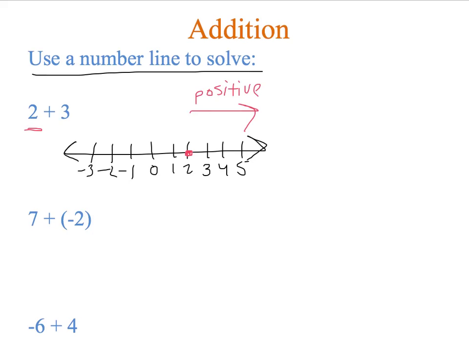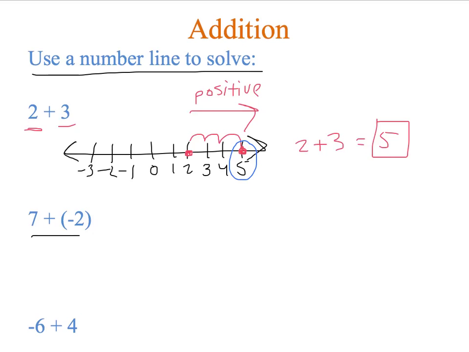So we can say, to add 3, 1, 2, 3, and we end up right here. Your final answer will be 5. And that looks just like what we've seen before. So we've done problems before where we do 2 plus 3, that's just regular addition you've been doing since you were a child, which equals 5.